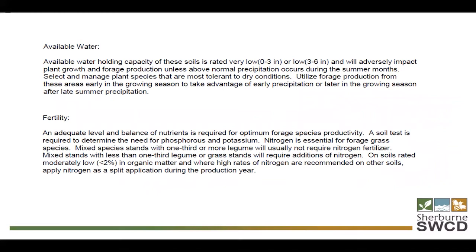Also, it gives you a good idea of your fertility. So it's basically going to say that you're going to have a hard time holding on to nitrogen, and that you need to figure out what you have for phosphorus and potassium. And if you read at the very bottom, it's very important to apply nitrogen in a split application, because it's going to be very mobile in your soil.